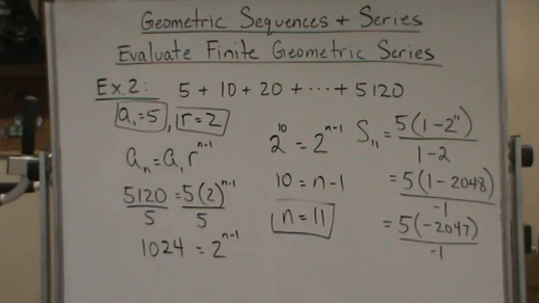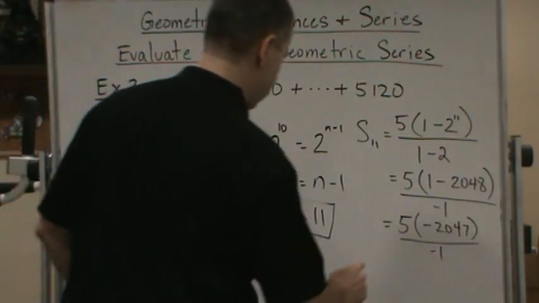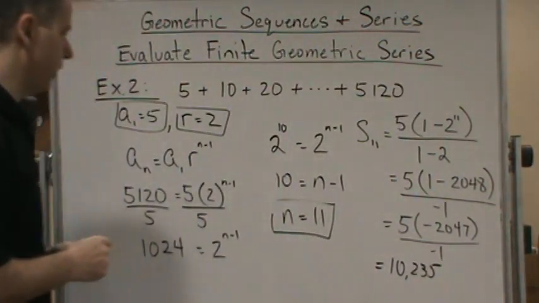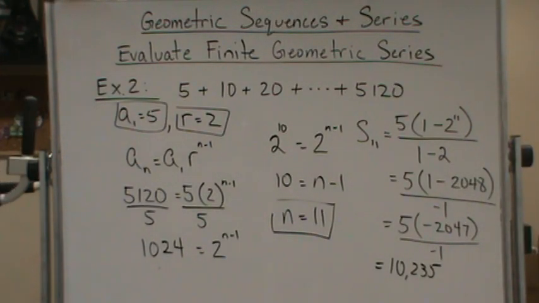And what do we get? Hold on a second, let me get my calculator. So it'll be 10,235. And that's it. So that would be the partial sum. Not bad.